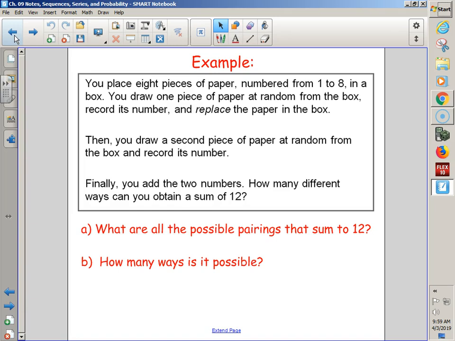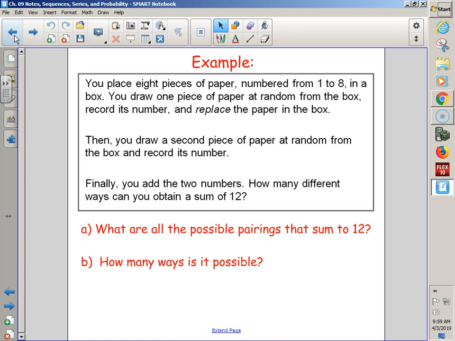Set the scene. Every probability problem, there is a scene. Set the scene if you've ever taken drama. What's going on? 8 pieces of paper, all of them numbered 1 through 8, in a box. You draw one piece of paper at random from the box, record its number, and put it right back in. Then you draw a second piece of paper at random from the box and record its number. Finally, you add the two numbers. How many different ways can you obtain a sum of 12?